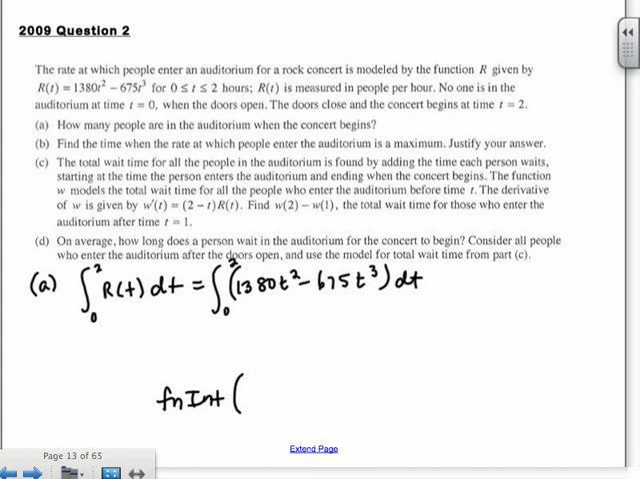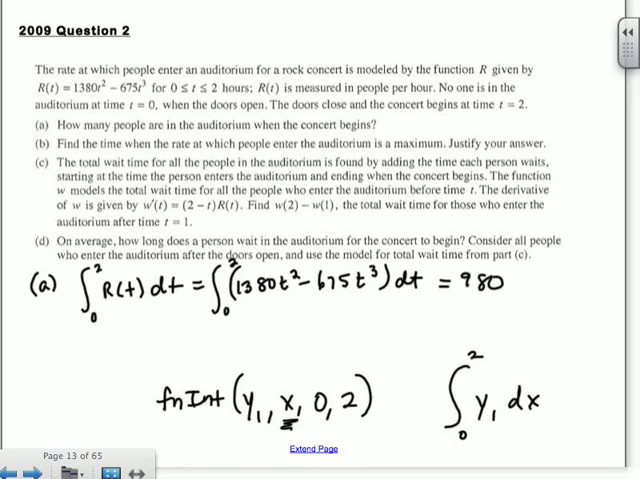Your x value, so comma x, goes from 0, comma to 2. So it should look like y1, comma x, comma 0, comma 2. Some of your fancy calculators actually do this now, where you put in 0, 2, and then you have to do dx. The x is telling you what variable you're integrating. Okay, you guys should get 980. Use correct units. What are the units? People.